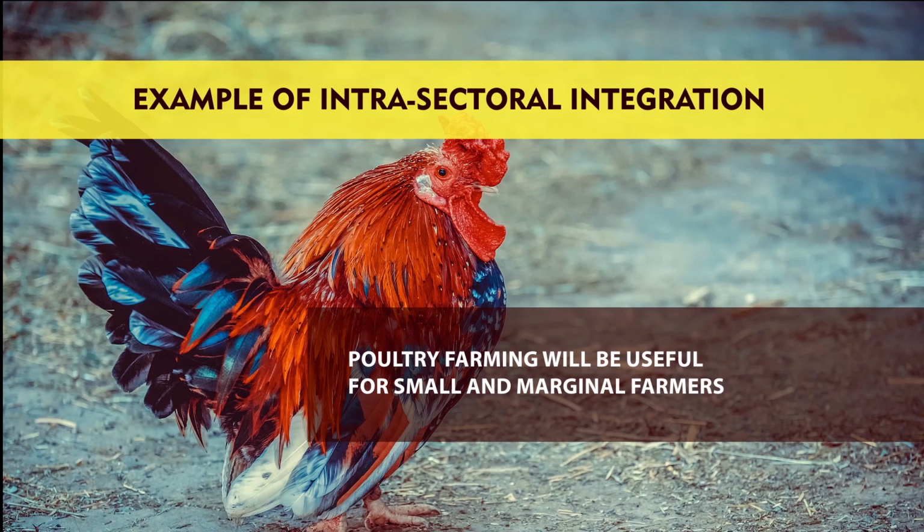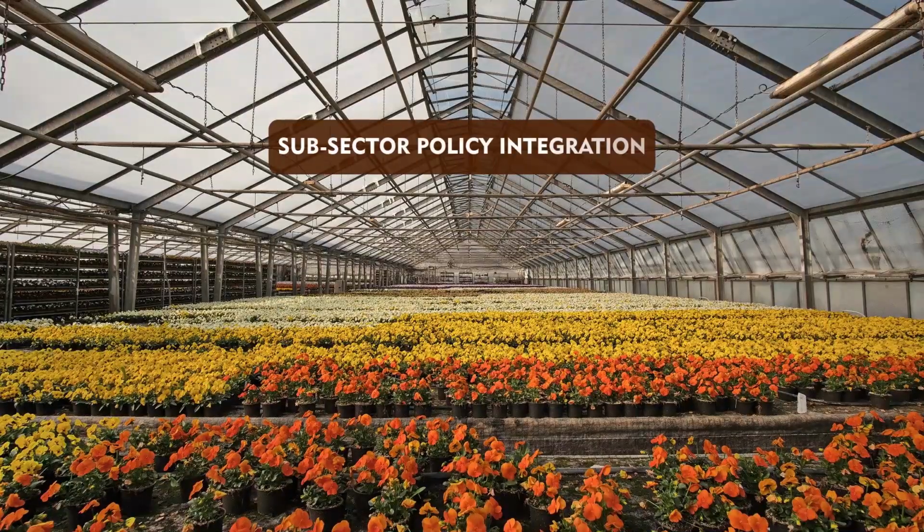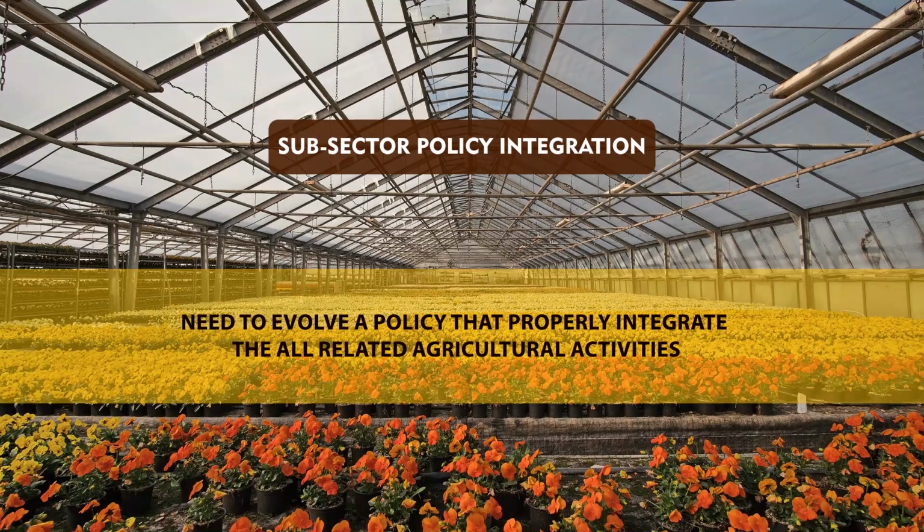Then from the crop sector, the crop residue like straw and husk we can use as fodder for the livestock or animals. From dairy products, we get some income by selling milk, and sometimes manure also. So it provides the opportunity for high income. And poultry farming will be useful for small and marginal farmers, like we have around 80% farmers in the category of small and marginal farmers. For them, poultry farming will be useful to increase their income. So there is a need to evaluate a policy that properly integrates all related agriculture activities.